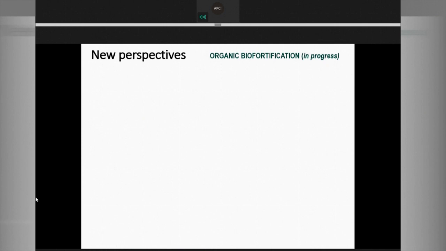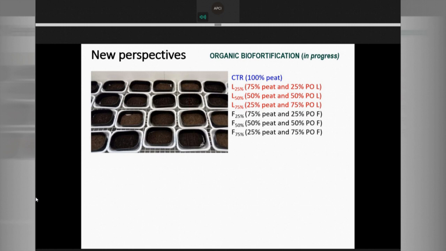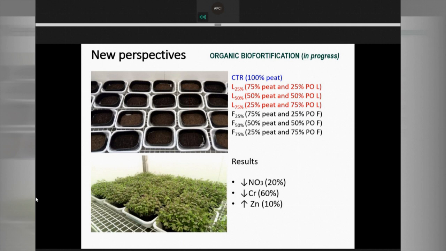We are working now on new perspectives to utilize Posidonia residues focused on organic biofortification. We tried adding non-composted Posidonia residues, both leaves and fibers, to peat, with the aim to increase some human health mineral elements in microgreens. Microgreens are small vegetables consumed at the 3 or 4 true leaf stage. The results showed a reduction of nitrates and chromium content in the plants and a slight increase of zinc.